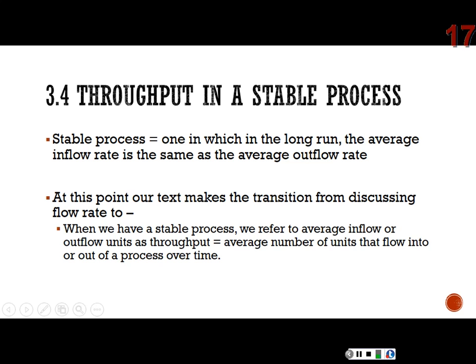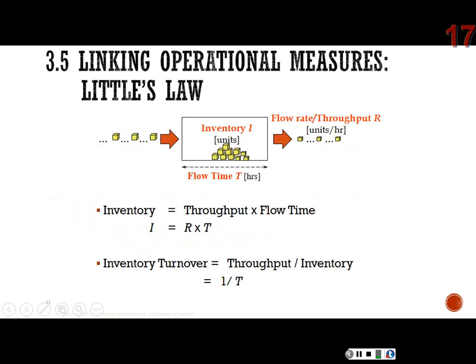So when we have a stable process, we utilize the averages then of throughput, inventory, and flow time. And because of that, we can work on this relationship of Little's law, which says that inventory is equal to throughput times flow time. Okay? And then from that, I can derive that inventory turnover is equal to throughput divided by inventory, okay? Which is 1 over flow time.